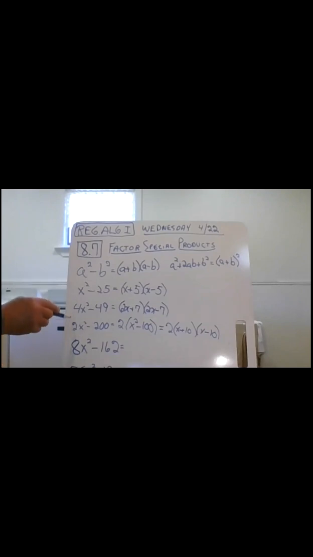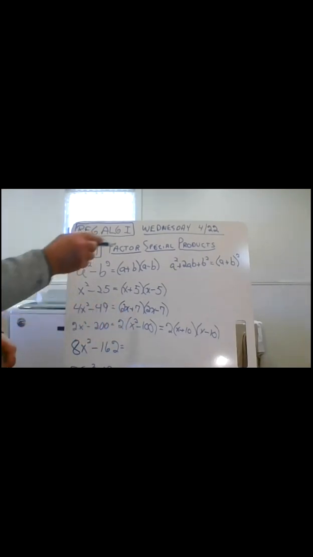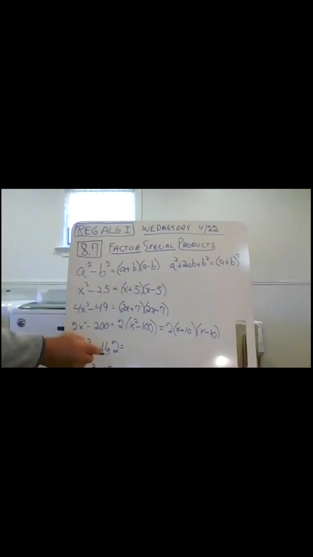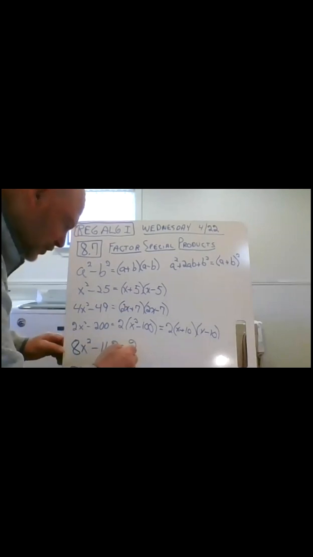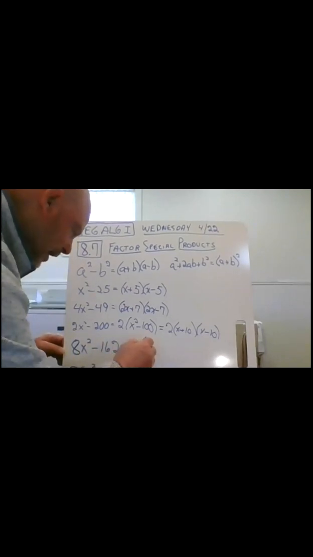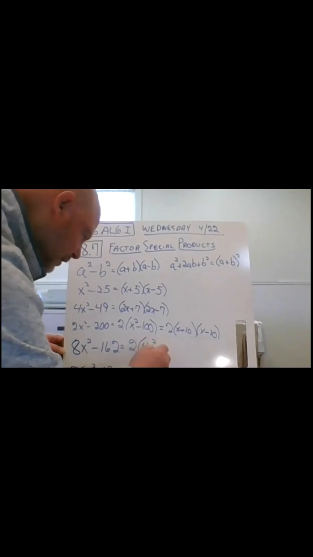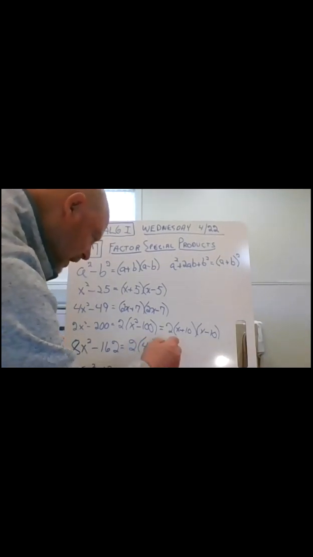So that's what I'm talking about. Every problem, you first look for a greatest common factor that can come out, if there is one. And then you look to see if what's left can be factored. Is it a special form? And it is. Now look at the next problem, 8x squared minus 162. They contain a factor of 2. So you take the 2 out. You're left with 4x squared minus 81.